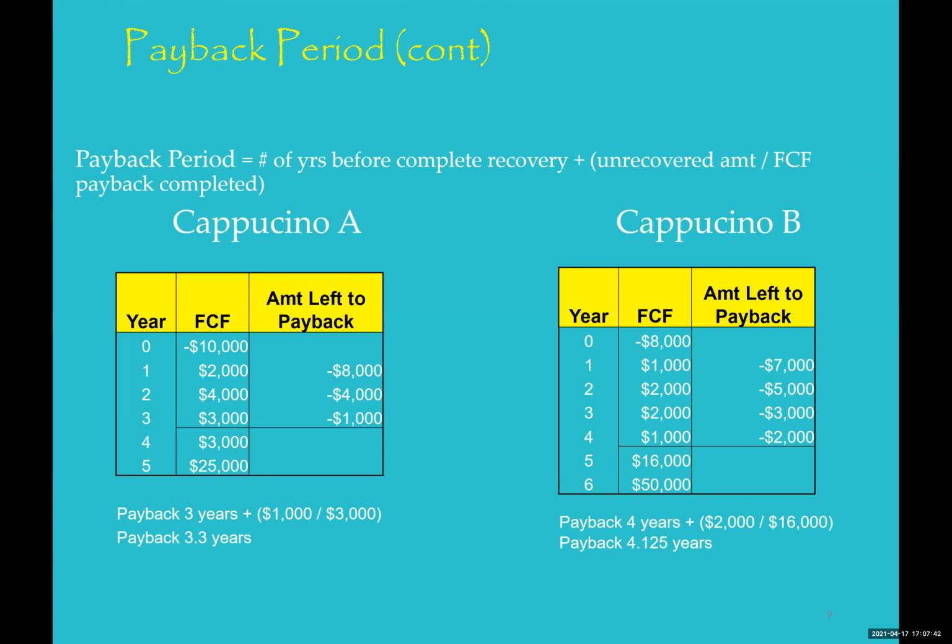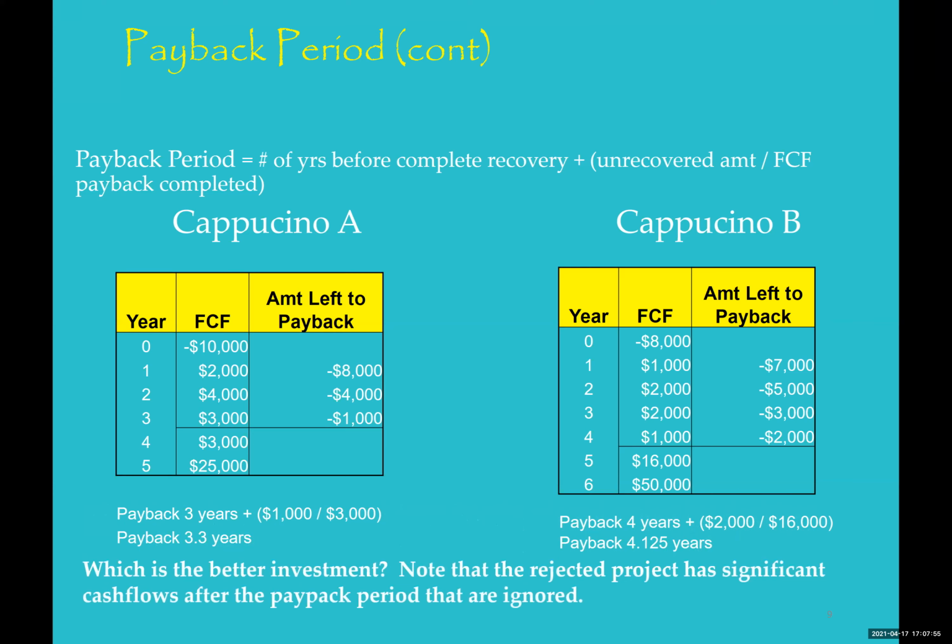So here are the two machines side by side. Cappuccino A machine on the left with its free cash flows. Cappuccino B machine on the right with its estimated free cash flows. And again, as we just said, for your coffee shop, if you have a break-even period of 4 years or less, you would buy Cappuccino A machine. You would not buy Cappuccino B machine, given those parameters.